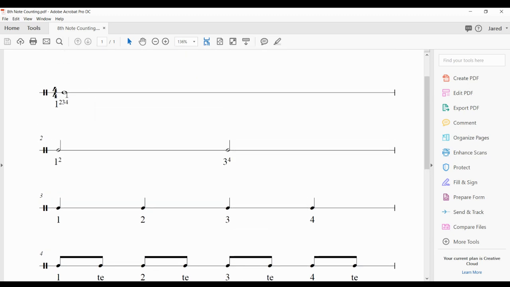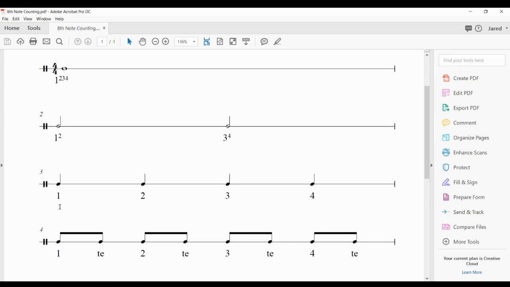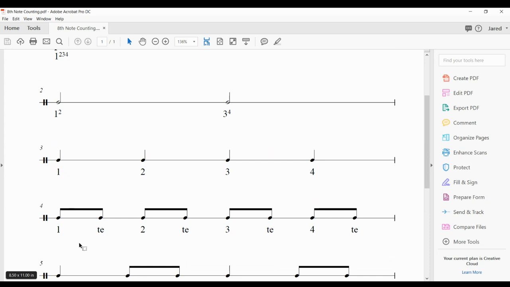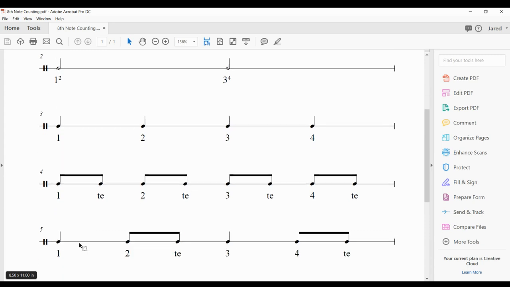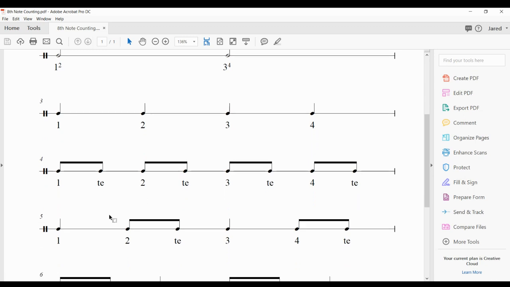Mathematically, this receives 4 beats, whole note, half note, 2 beats, quarter note, 1 beat. An eighth note is half a beat. 2 eighth notes is the same as 1 quarter note. So here we go. This is what eighth notes would sound like counting. 1 te, 2 te, 3 te, 4 te.